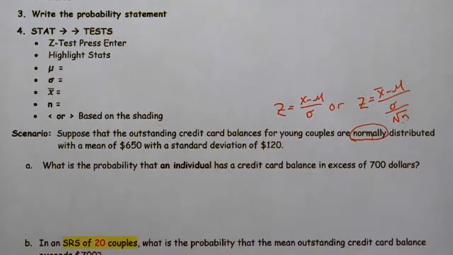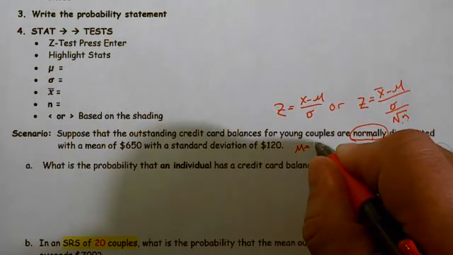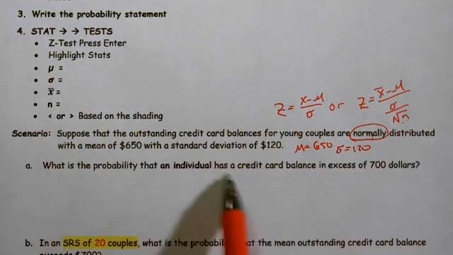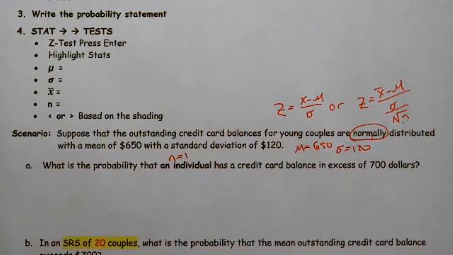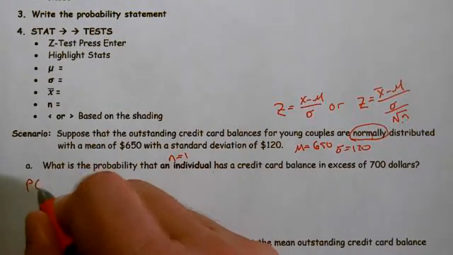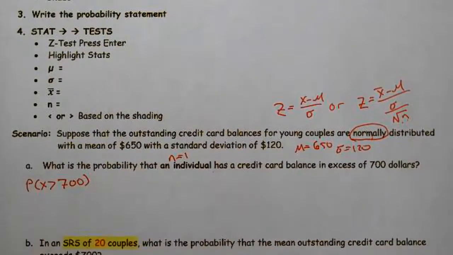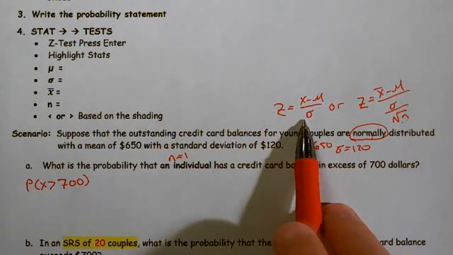So suppose that the outstanding credit card balance is normal with a mean of 650 and a standard deviation of 120. What's the probability that an individual, so in this case we have a sample of size 1, has a credit card balance in excess of 700? So we want the probability that x is greater than 700, which, because we're working with a sample of size 1, we would normally use this formula.